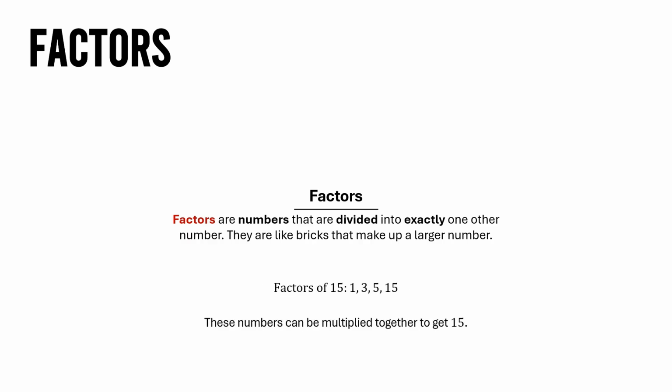Factors of 15: 1, 3, 5, 15. These numbers can be multiplied together to get 15. If we divide 15 by 5, we get 3 with remainder 0. We prove that 5 is a factor of 15. And if we multiply these numbers together, 3 times 5 is 15, and 1 times 15 is 15. So these numbers can be multiplied together to get 15.